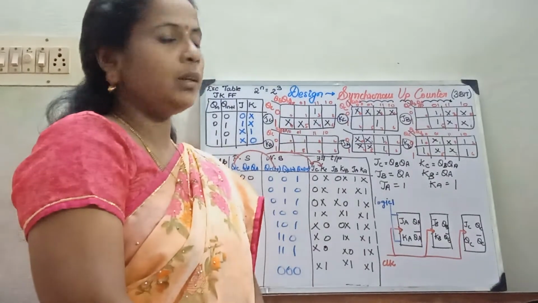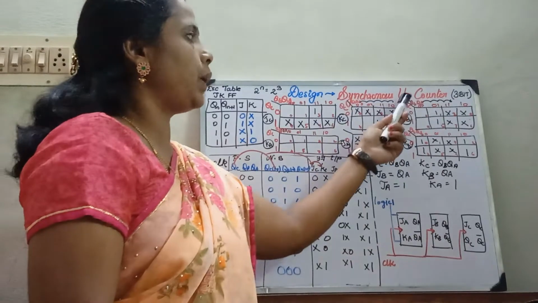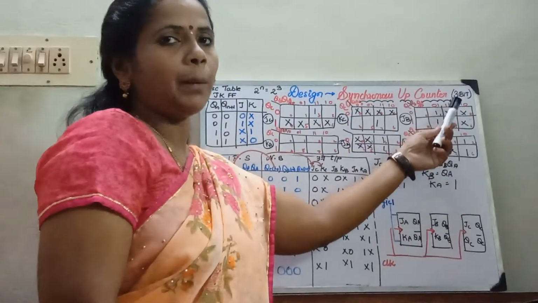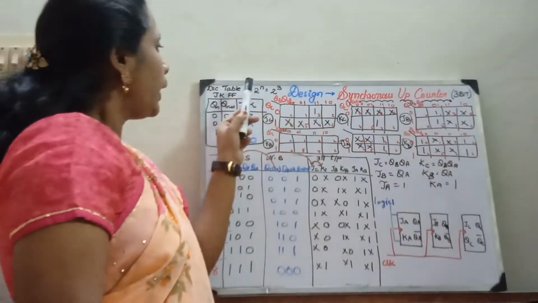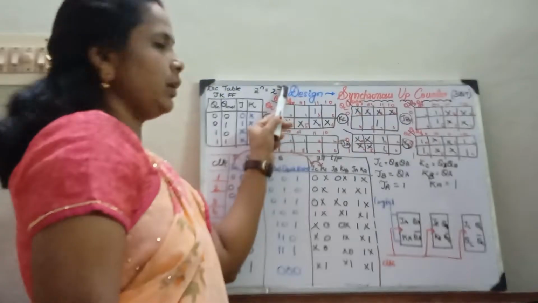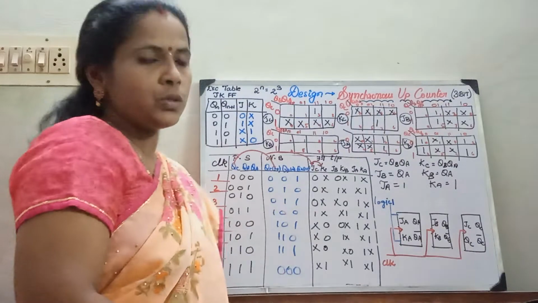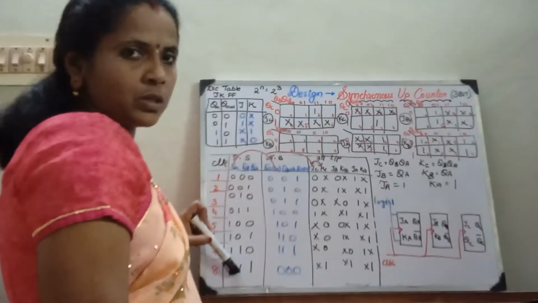In today's session, we will be seeing about the design of a synchronous up counter. That also we will be seeing about a 3-bit up counter. Here, when I say 3-bit, it relies on the formula 2 power n, 2 power 3. So it has to count from 0 to 7. I want the numbers to count from 0 to 7.